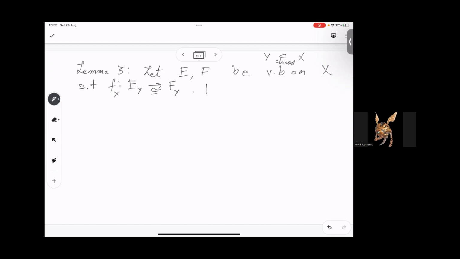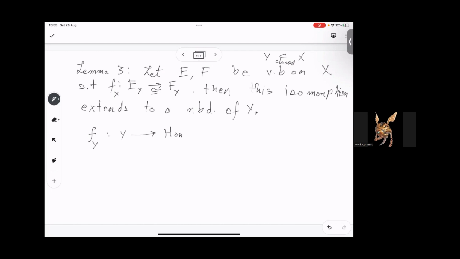Then this isomorphism extends to a neighborhood of Y. So again, we use the same trick that we did just now. F_Y can be regarded as a section from Y to Hom(E_Y, F_Y), which I'll just say is Hom(E, F_Y). So the fibers match and we can check everything else.